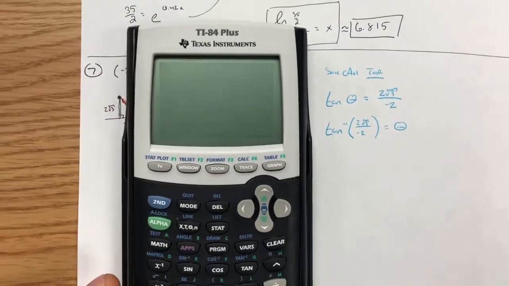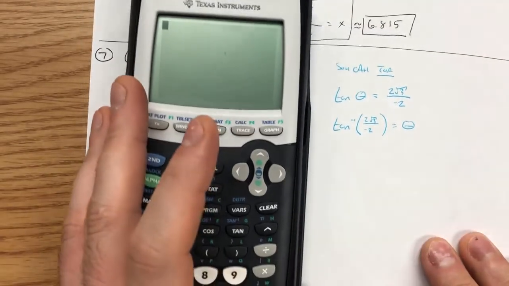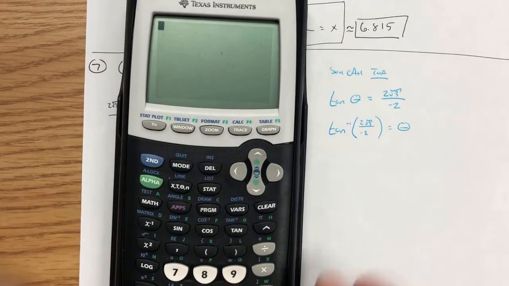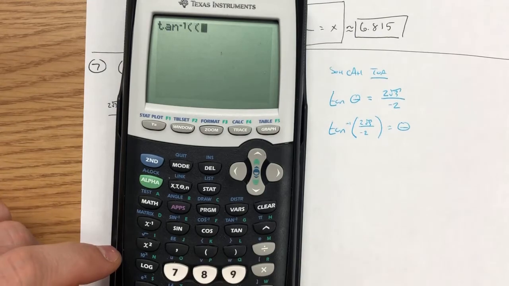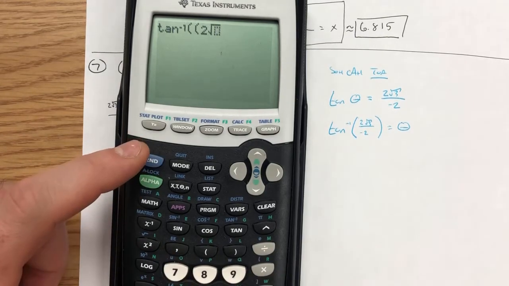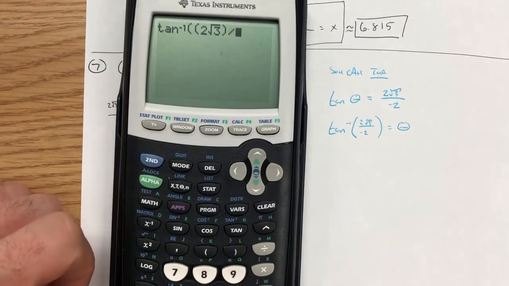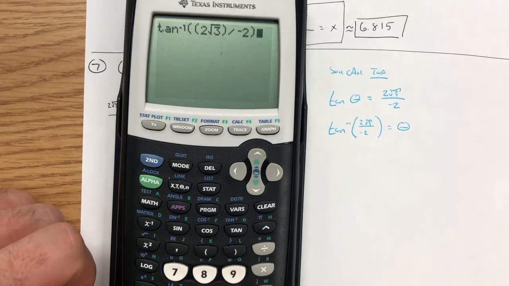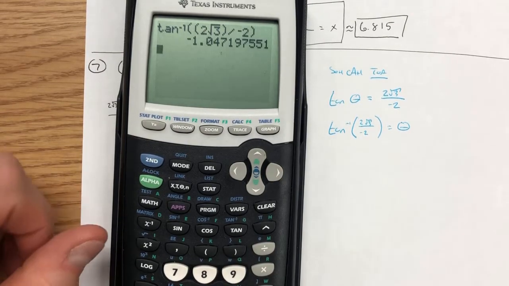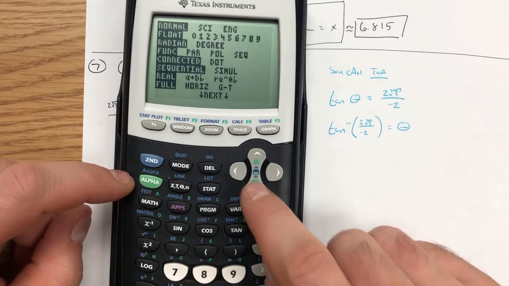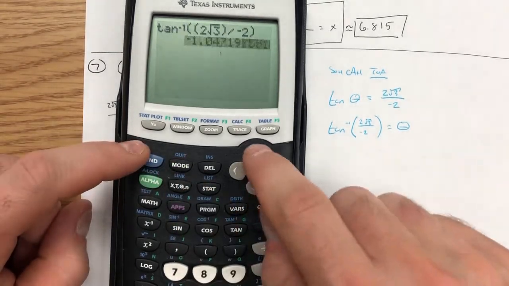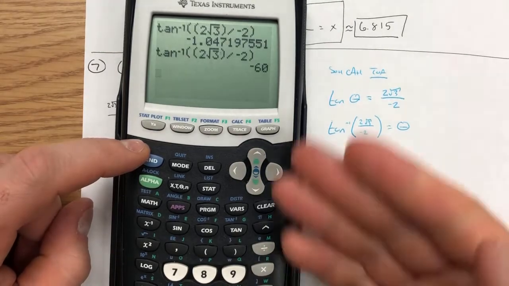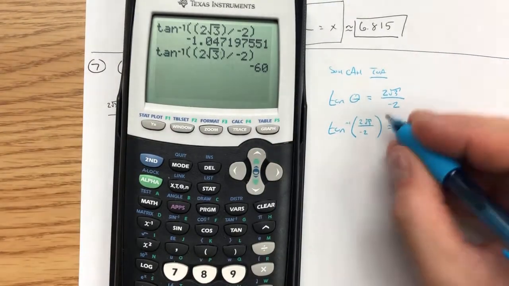So I'm going to look at what is the inverse tangent. So, inverse tangent of the numerator 2 root 3, closed numerator, divided by negative 2. Oh, double check our mode. Right now my mode's in radians. We said we were going to look at degrees. So let's try that one more time. Boom, I get negative 60 degrees.